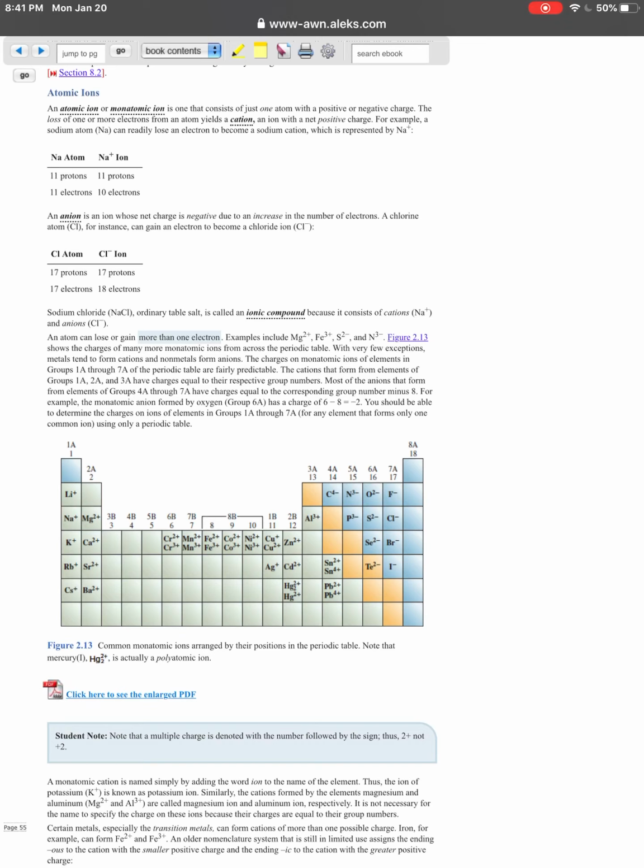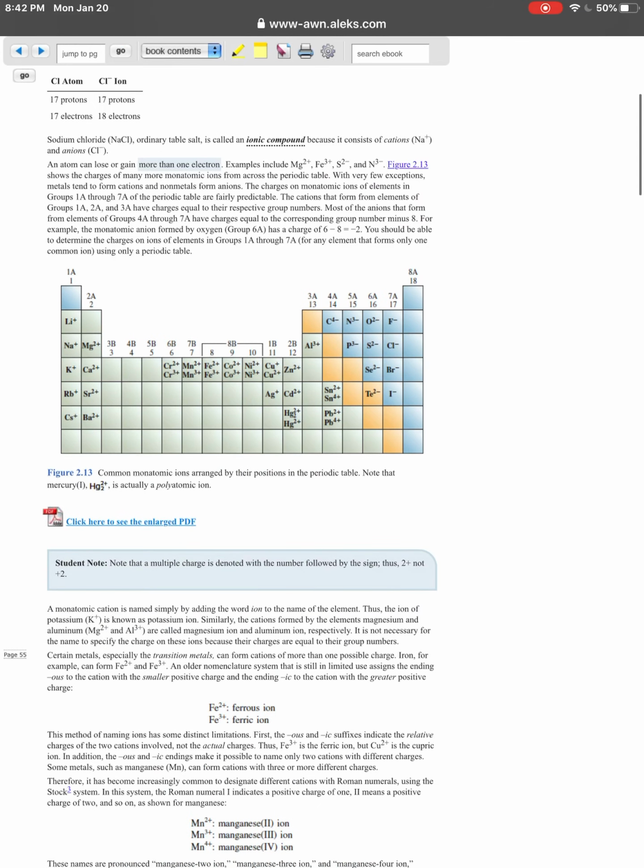So if you combine these particles, a metal with a nonmetal, they form what is called an ionic compound, and they are attracted by what's called electrostatic interactions. The cation, the metal ion, is positively charged. The nonmetal anion is negatively charged. Positively charged particles are attracted to negatively charged particles, so they combine in small ratios, 1 to 1 or 2 to 1 or 1 to 2, in order to neutralize each other's charge.